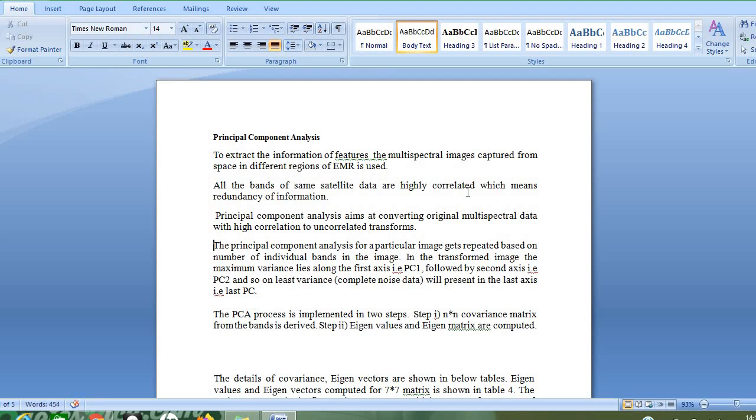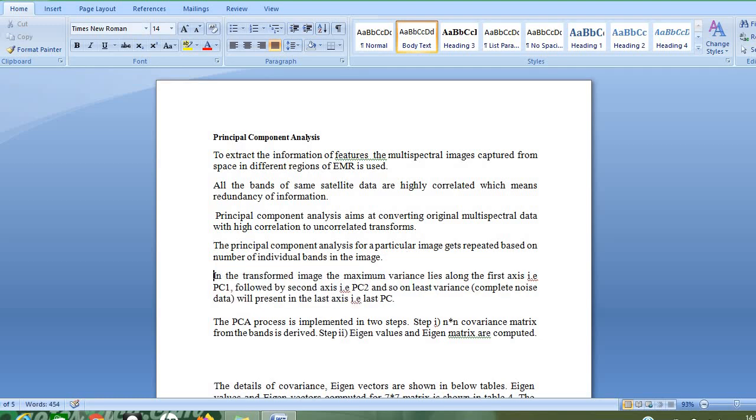The principal component analysis for a particular image gets repeated based on the number of individual bands in the image. If you are using 11 bands in layer stacking, the principal component analysis will be repeated 11 times. If you are using 7 bands, it will be used 7 times. If you are using 5 bands, you will get PCs for that particular image 5 times.